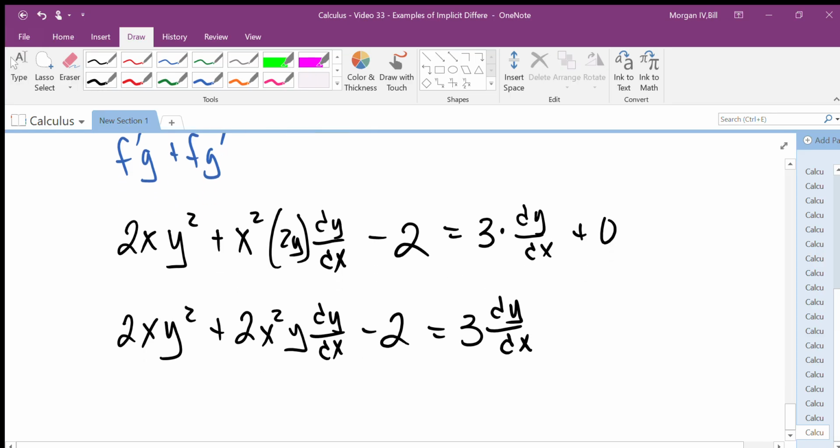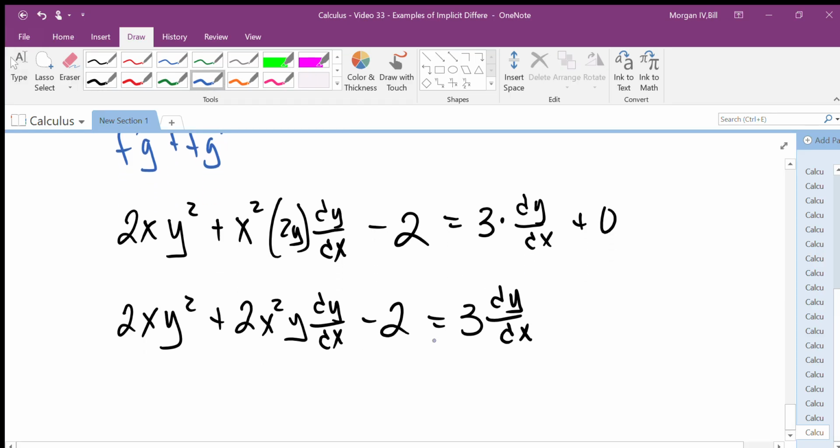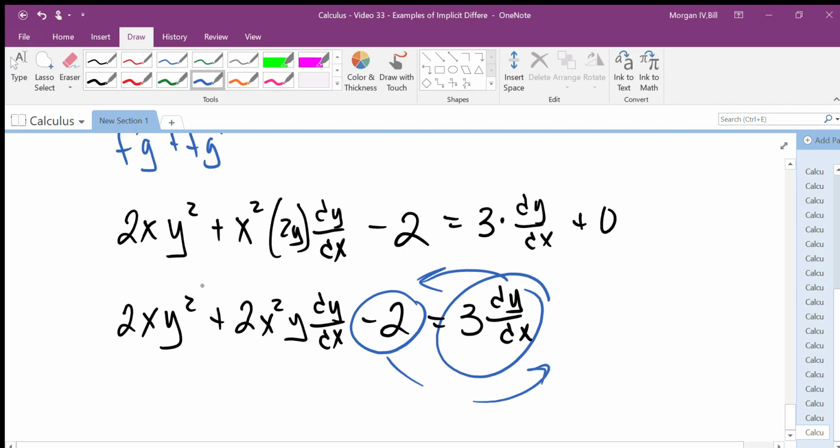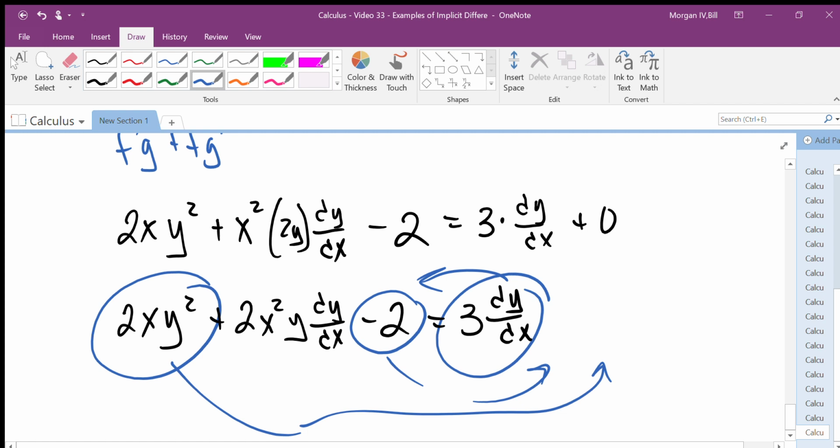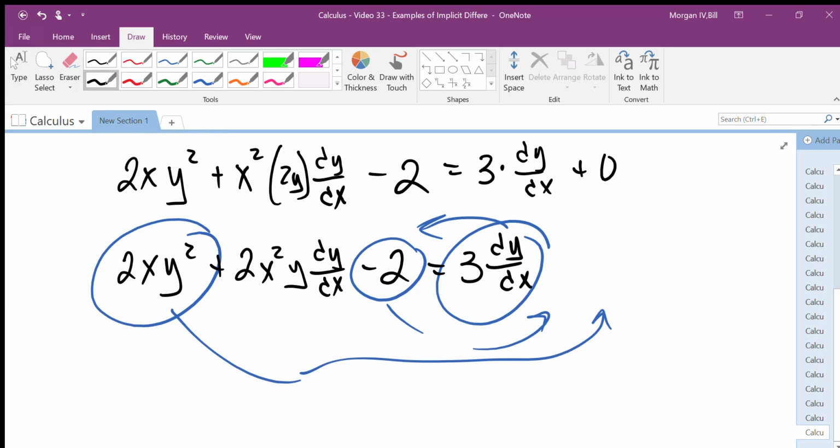Okay, now let's move terms. We're going to take the 3 dy dx, go that way with that one. The negative 2 go that way. This 2xy squared goes that way because the 2xy squared does not have a dy dx, so I want to put it to the right. The 3 dy dx does have that, so I put it back to the left. The negative 2, again, no dy dx, so put it to the right. And we get something that looks like this.